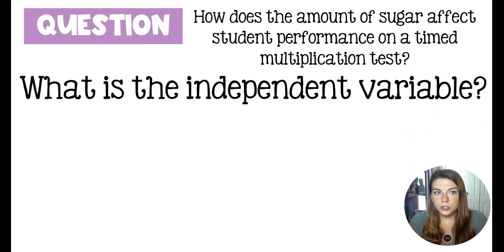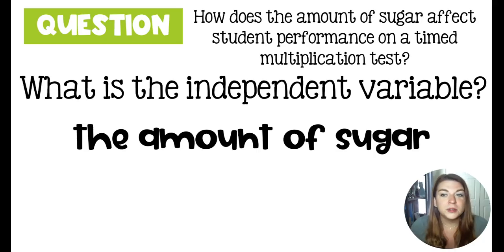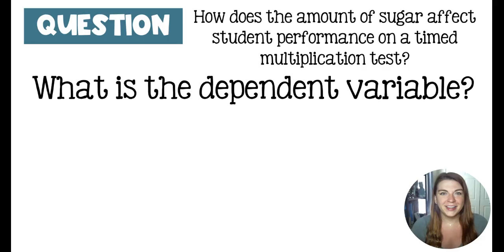Okay, so in this experimental question, what is the independent variable? How does the amount of sugar affect student performance on a timed multiplication test? What is the independent variable, or the thing that we test? Pause to answer. The independent variable is the amount of sugar. We are going to change the amount of sugar between the students on a timed multiplication test. Next up, what is the dependent variable, or in other words, the thing that we measure?